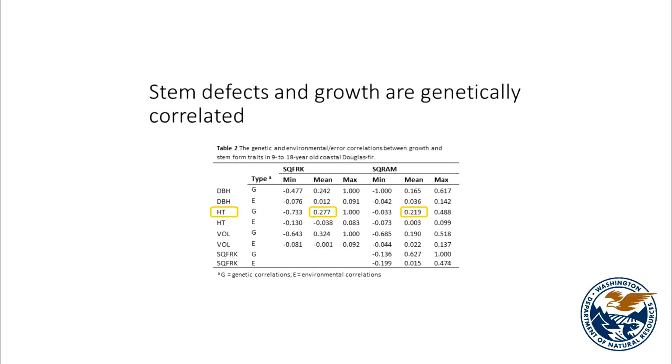And we also did take a look at whether or not stem defects and growth are genetically correlated, and again the answer is yes, they are genetically correlated, and it is mostly a positive correlation, but it is also important to point out that we do see some negative correlations, which in this case is a good thing because we don't want to breed more stem defects into our trees, we want to decrease them. So seeing these negative correlations in here is good news.